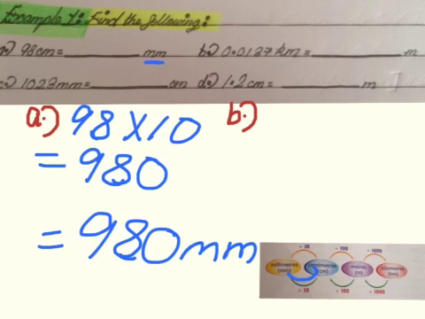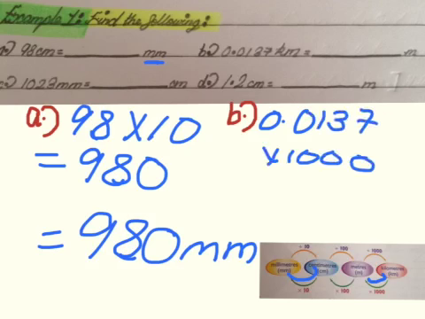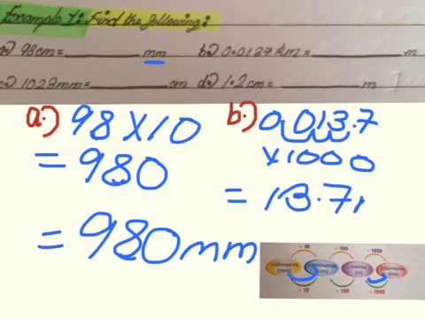Now we go with 0.0137 kilometers equals how many meters? Kilometers to meters is times it by 1000. So 0.0137 times it by 1000. So that means going 3 towards right, 1, 2, and 3, which clearly states that 13.7 meters is the answer.